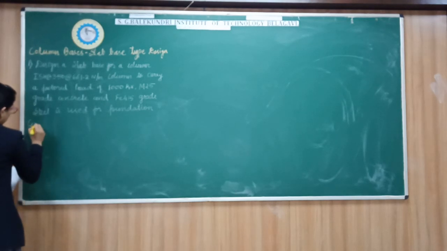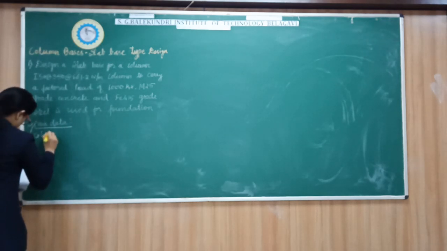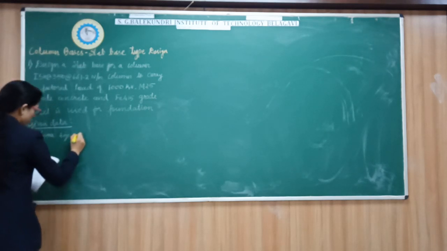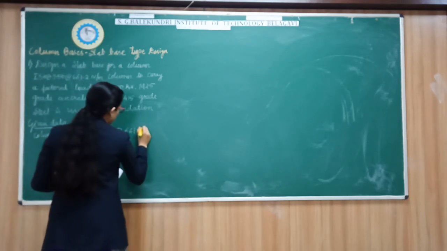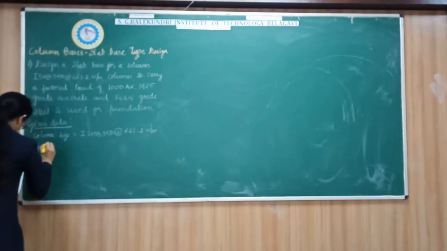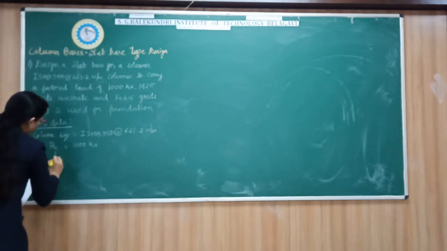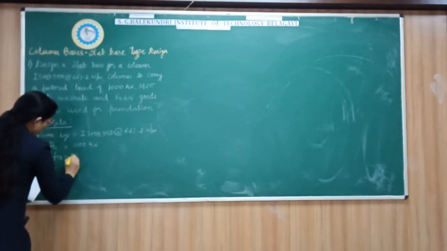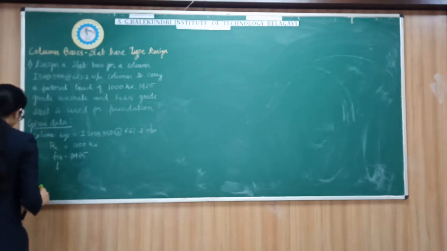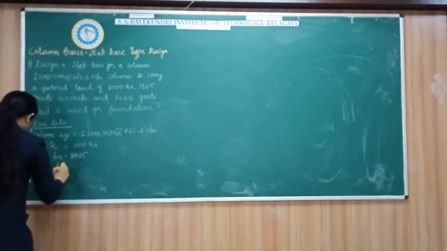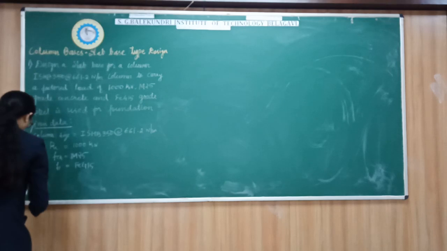The given data is: column size, ISHB 350 at 661.2 Newton per meter. Factor load, denoted by P of U, is equal to 1000 kilonewton. Grade of concrete, F of CK, is 25, that is M25, and grade of steel, F of E, is 450. Okay. Now the solution.